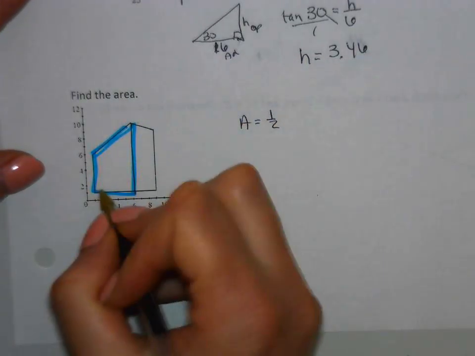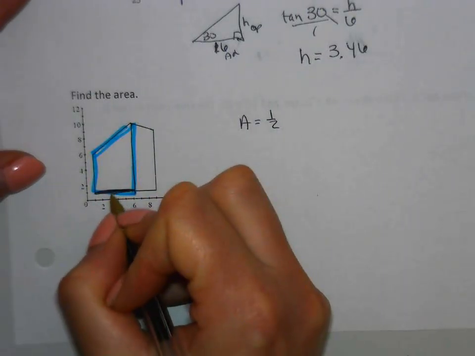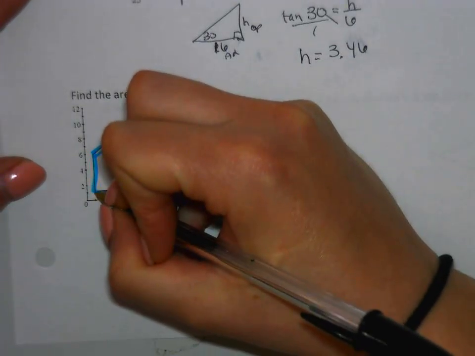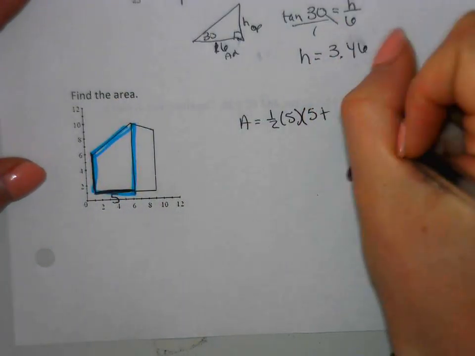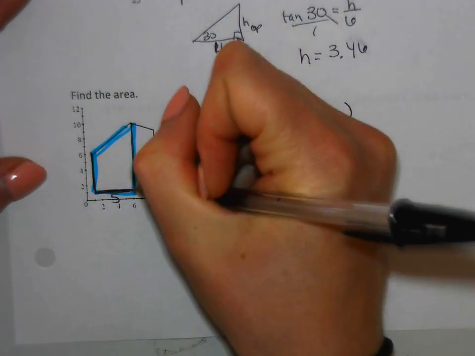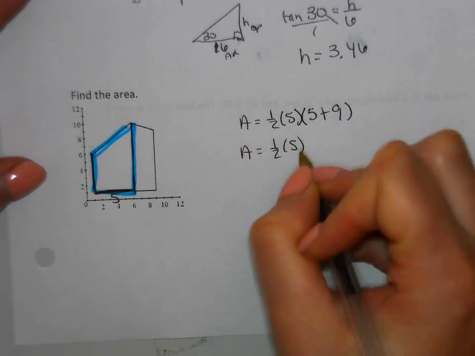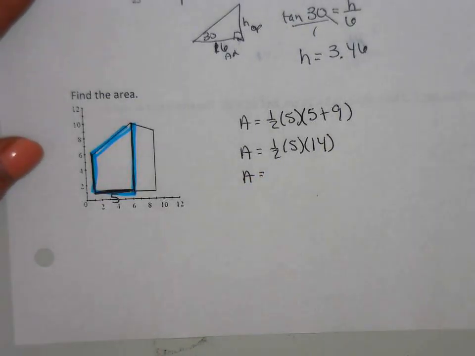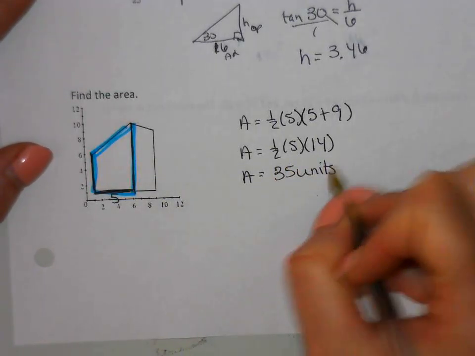So the height is here on our trapezoid, and the height is 5 times our bases. So one base is 5 plus the second base, and here's our second base, which is 9. So if we solve this, 1/2 times 5, 5 plus 9 is 14. So the area equals, if you do 1/2 times 5 times 14, the area is 35 units squared.